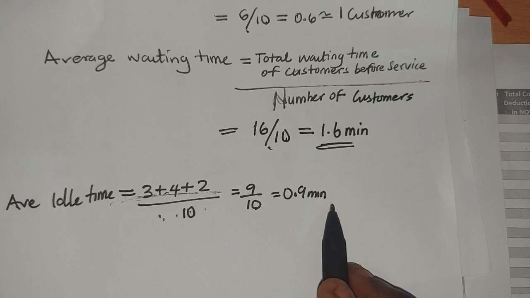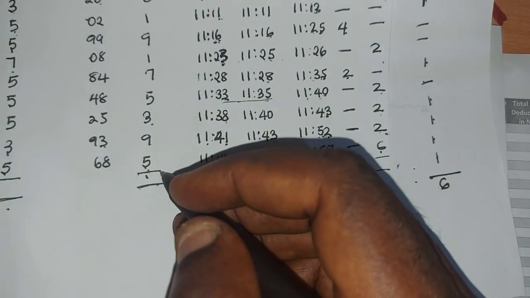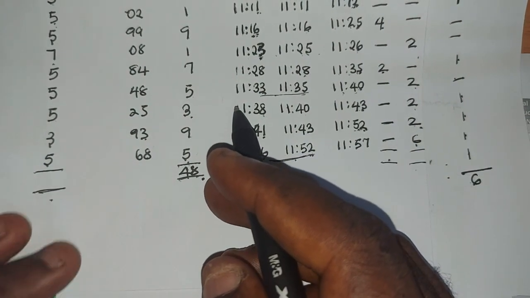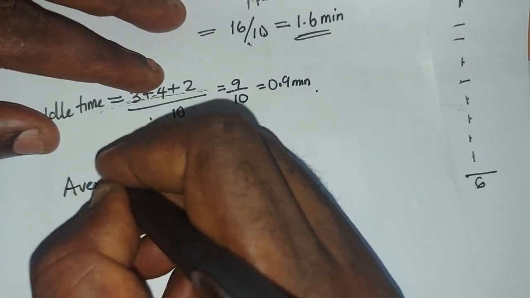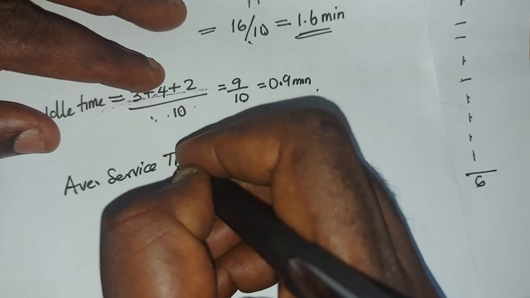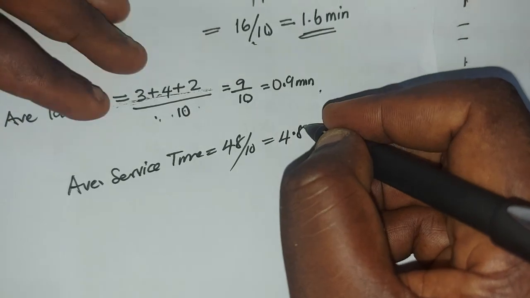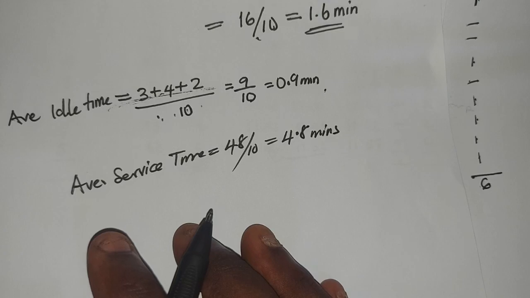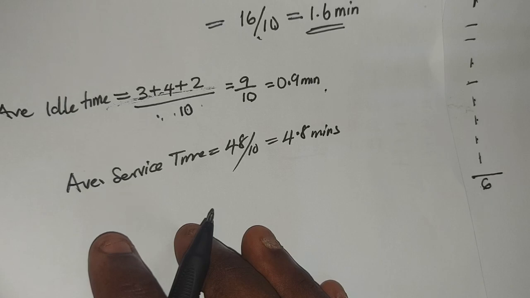Okay. Then average service time. When you add the service times, it gives 48. Then you divide by 10. So average service time is 48 all over 10, which is 4.8 minutes. 4.8 minutes. Okay, class. All right.